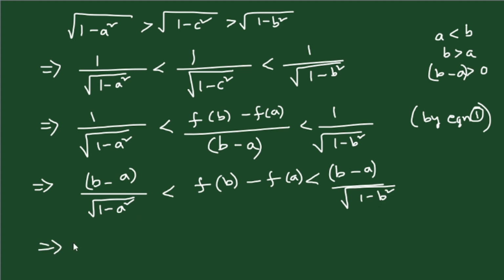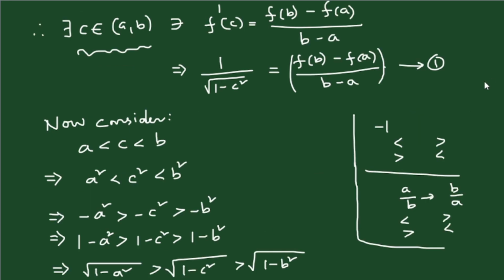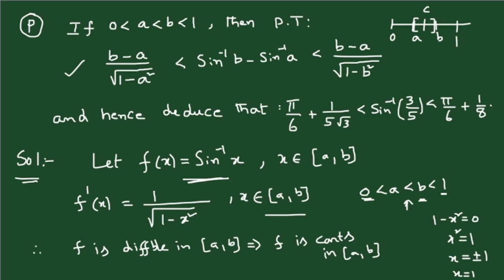And what is f of b? (b minus a) by square root of 1 minus a square less than what is f of b? f of b is sin inverse b, f of a is sin inverse a, less than (b minus a) by square root of 1 minus b square. So this is what we are asked to prove. The first one we have proved just now.